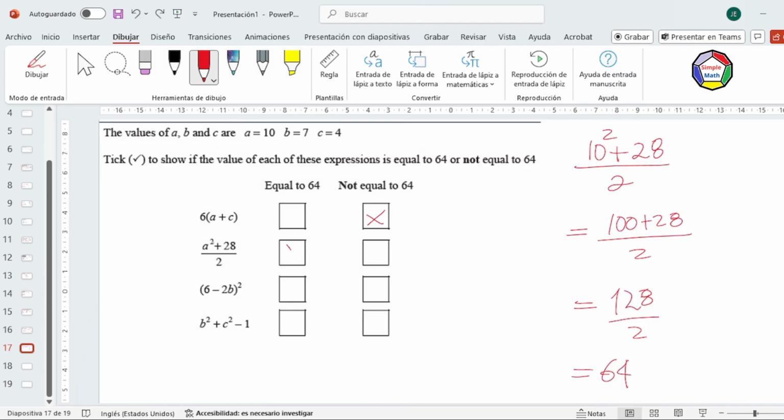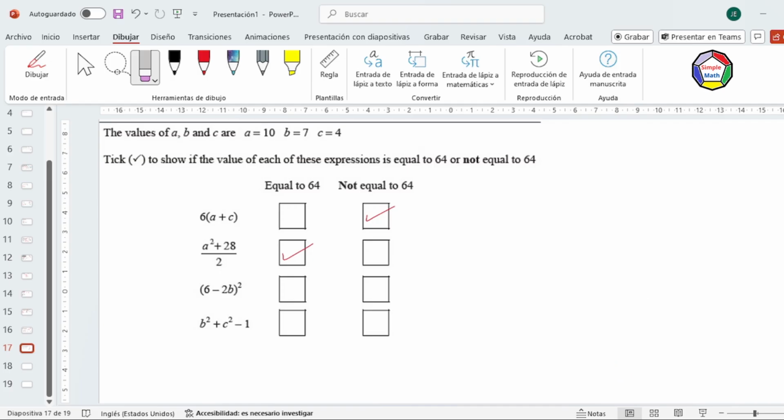Or we can use an X if you want. I know it says tick, so it means we have to use a tick on each answer. So not equal to 64 and equal to 64. Okay, let's continue with the next one. I will erase this, and then let's solve the next one.